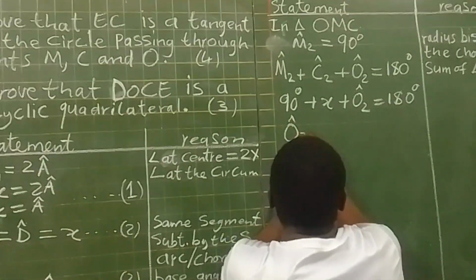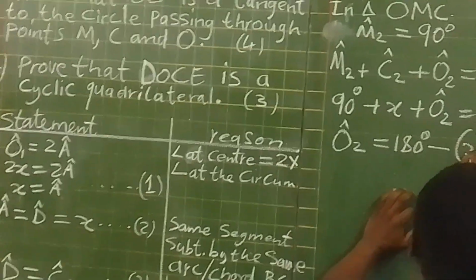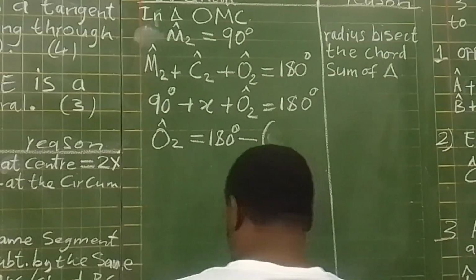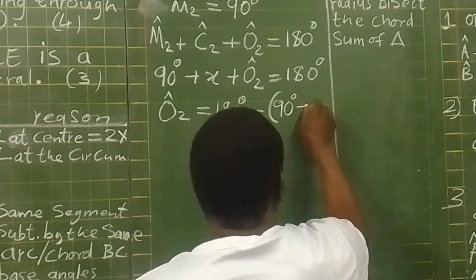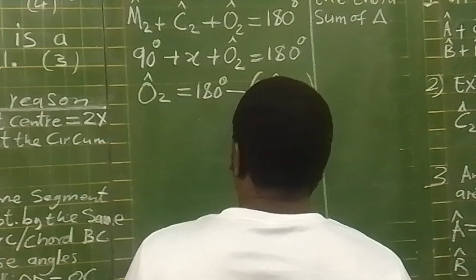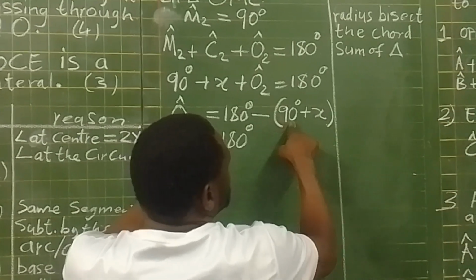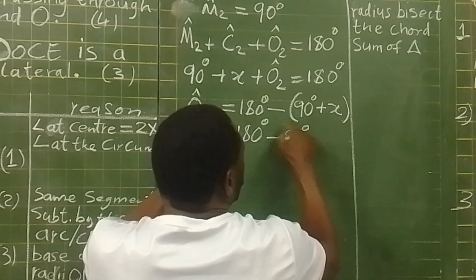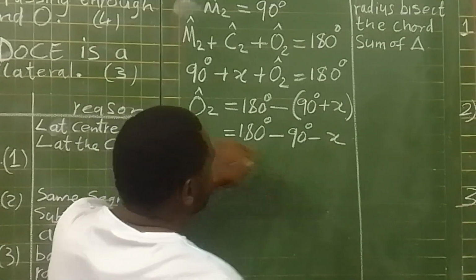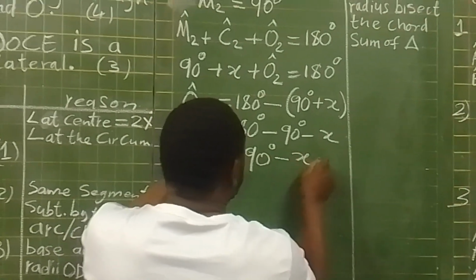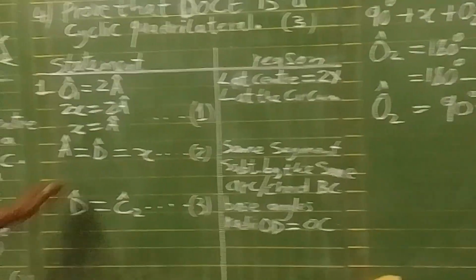We say O2 is equal to 180 degrees minus 90 plus X. Then O2 is equal to 180 degrees. Negative times positive is negative 90 degrees. Negative times positive is negative X. 180 minus 90 is 90 minus X. Therefore, O2 is 90 minus X. We have proven number 2. Let's go for number 3.